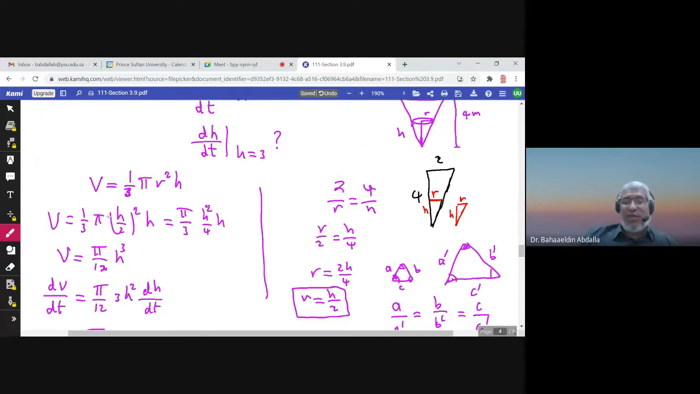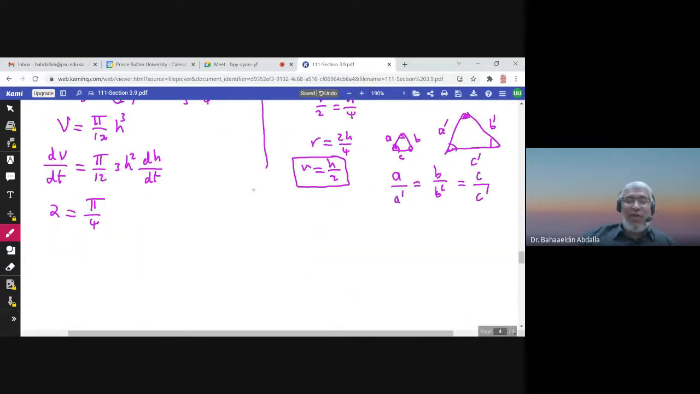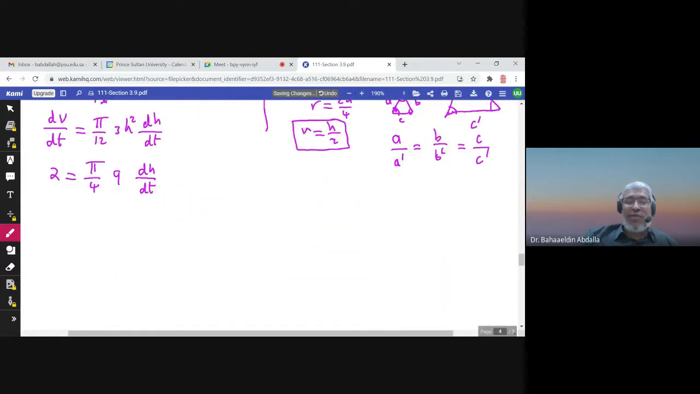What is h? It's given in the question, it's 3. So h squared would be 9. dh by dt is unknown. We need to find it. We need to solve this equation for it. So simply dh by dt would be, I have 2 here. Now I have 9 pi in the numerator, so they will go down here, because I will divide by them. 4 in the denominator, so it will go up on the other side because I will multiply by 4.